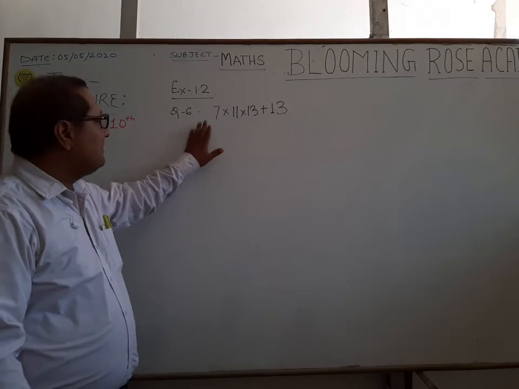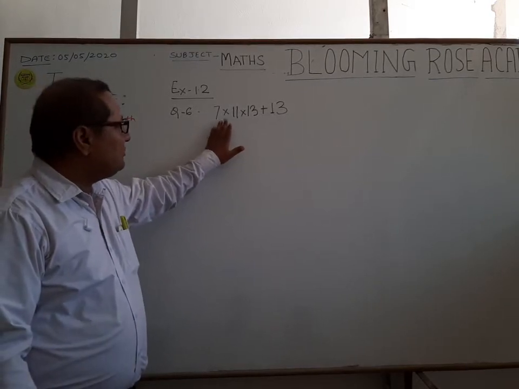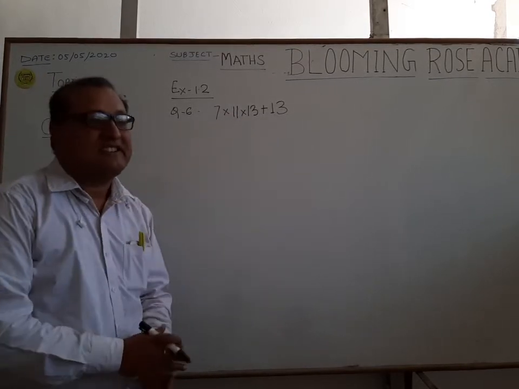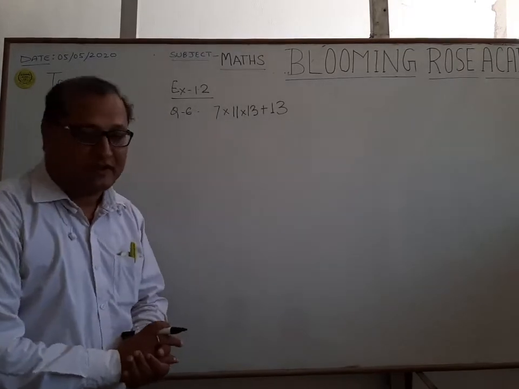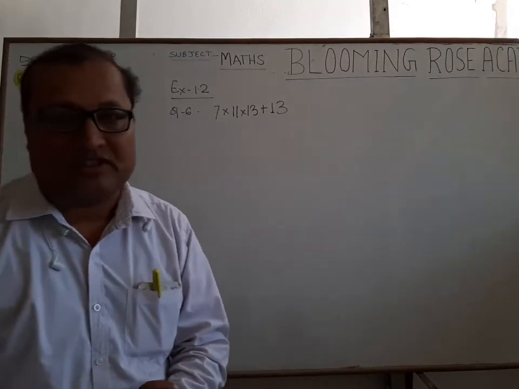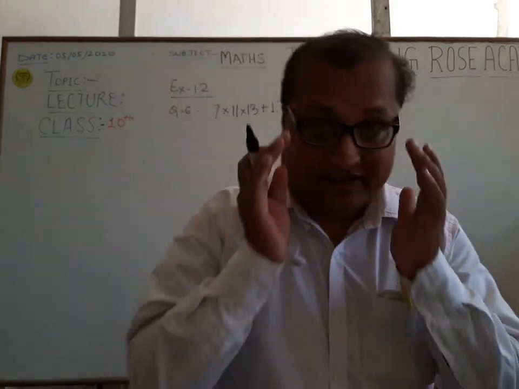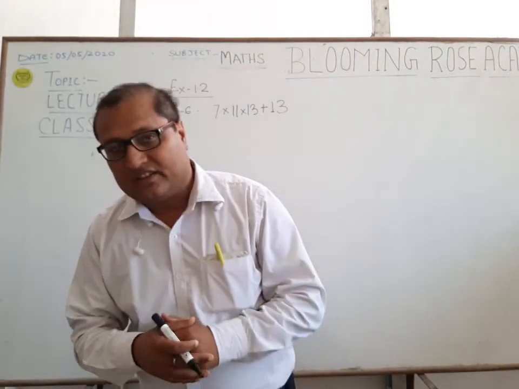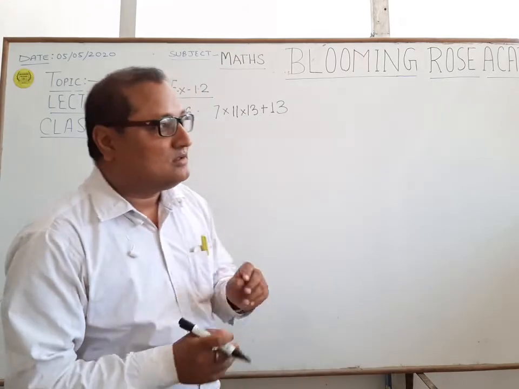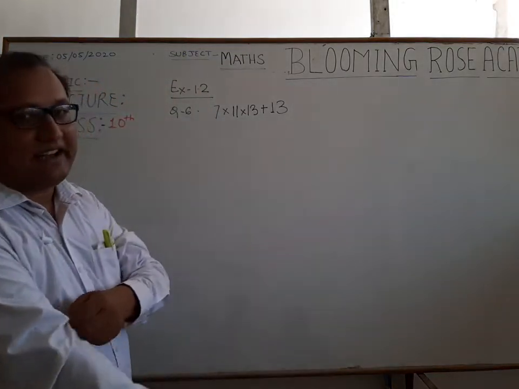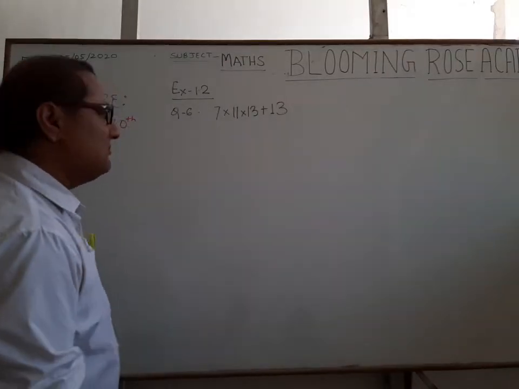Question number 6 is 7 into 11 into 13 plus 13, is a composite number. How can you define that it is a composite number or a prime number? In previous classes, I have also explained about the composite number and the prime number.